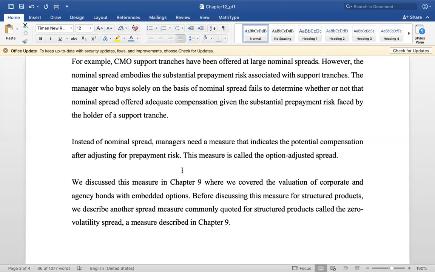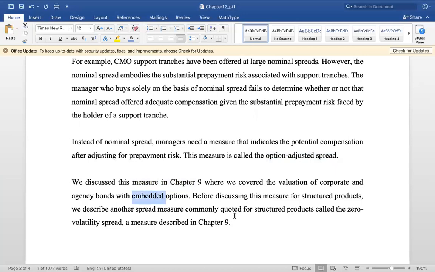Instead of nominal spread, managers need a measure that indicates the potential compensation after adjusting for prepayment risk, and that is done by option adjusted spread. We will be discussing this option adjusted spread in detail, and we have also discussed it for embedded option bonds in chapter 9, where we covered the valuation of corporate and agency bonds with embedded options.